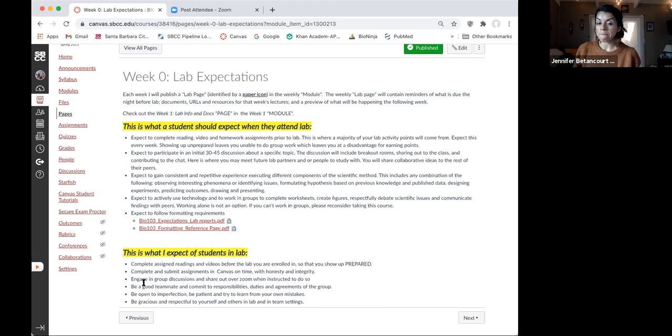It's apparent to me because Zoom tells me. So please join when you get sent to breakout rooms. And in general, not just in the breakout rooms, but in lab and in this course in general, I really do expect you to be a good teammate.